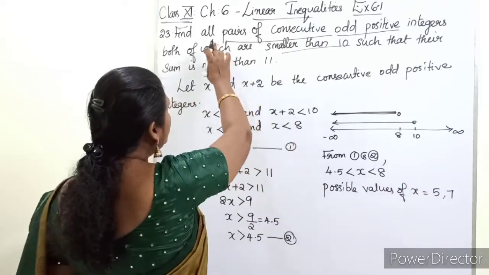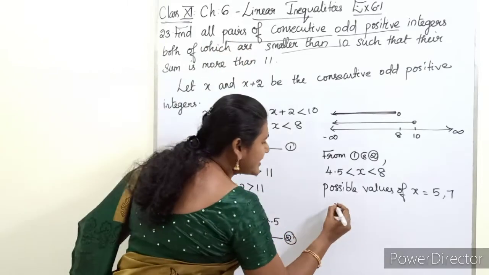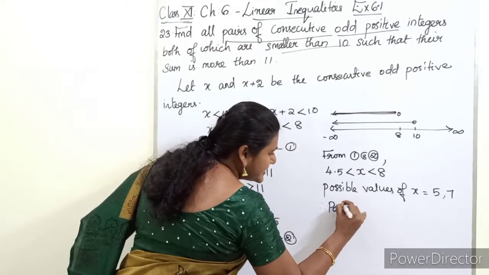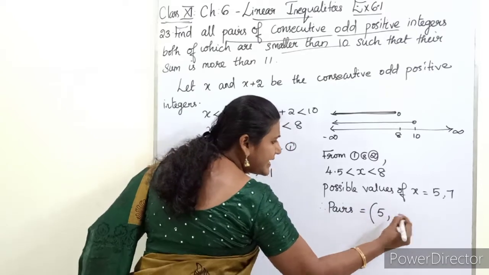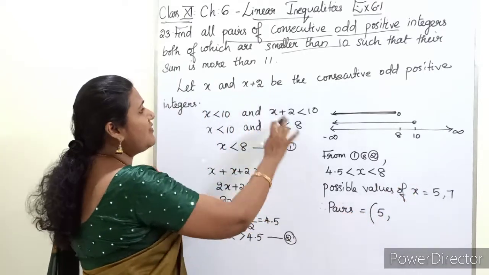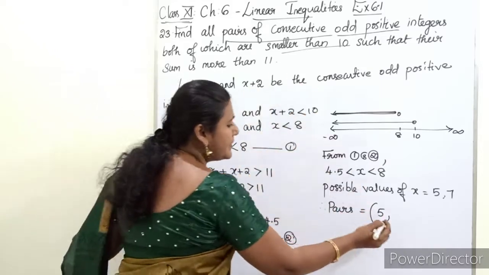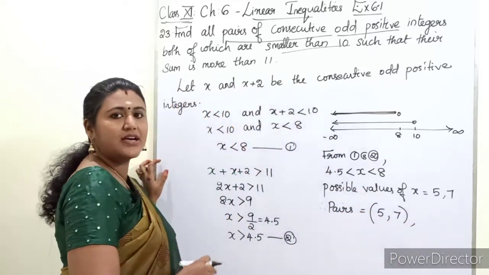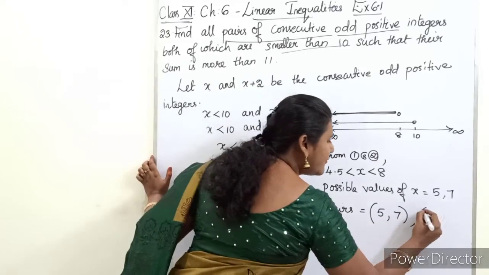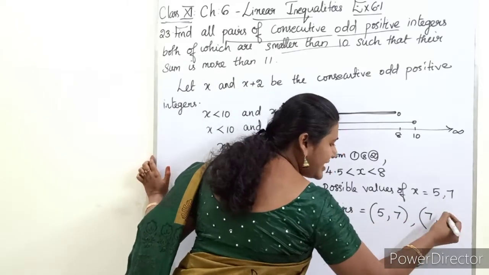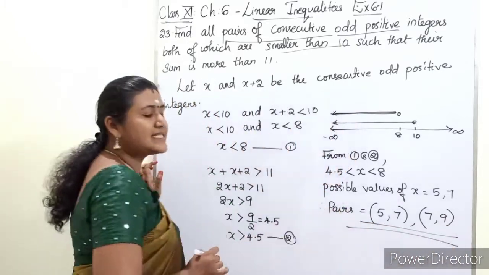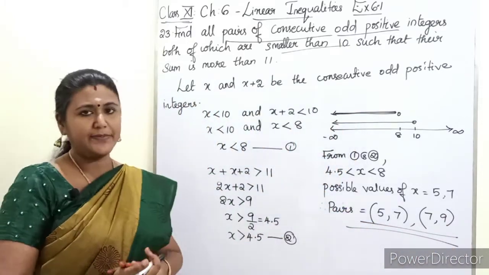Now we have to find the pair. So what are the pairs? Therefore the possible pairs are: if we are taking x is equal to 5, then the other number should be x plus 2, that is 5 plus 2, 7. So 5, 7 is the first pair, and if you are taking x is equal to 7, then the other number will be 9. So 5, 7 and 7, 9 are our required pairs.